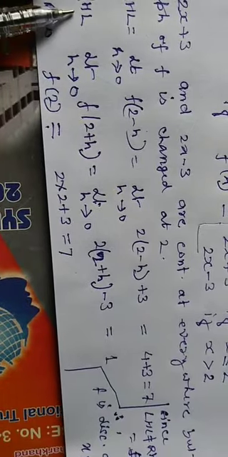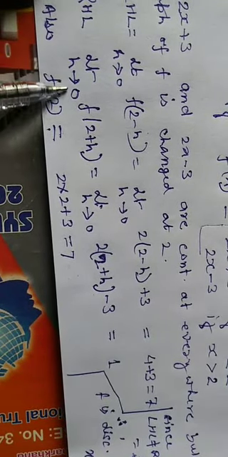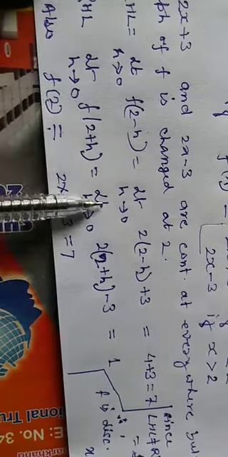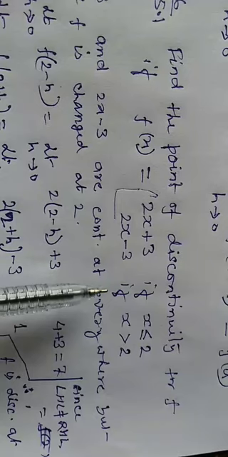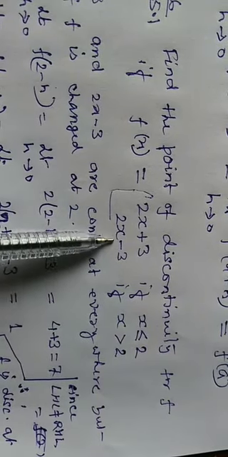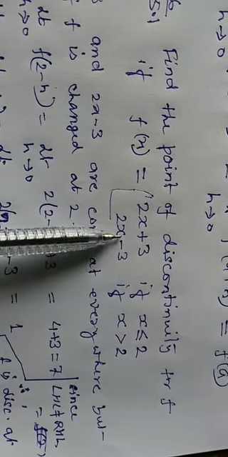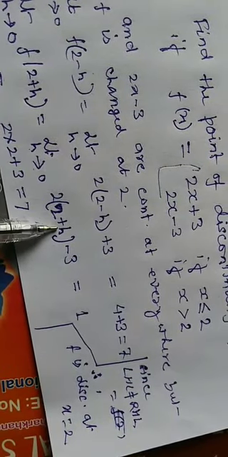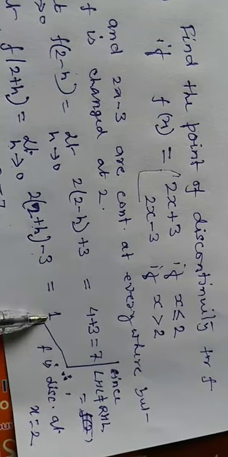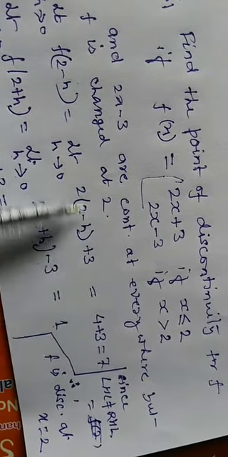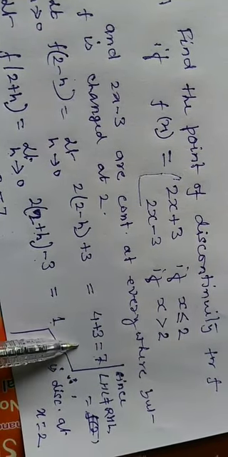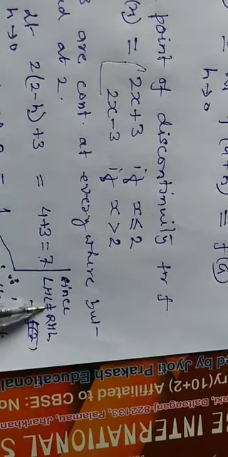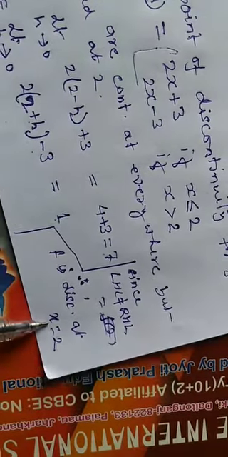On the right hand limit, h tends to 0 of f(2 plus h) is equal to limit h tends to 0 of 2 into (2 plus h), we will use this one, 2x minus 3, so here minus 3. If you calculate it, you will get 1. Now what are we getting? We are getting that this left limit and right limit are not equal. If these are not equal, we can say this is discontinuous at x equal to 2.